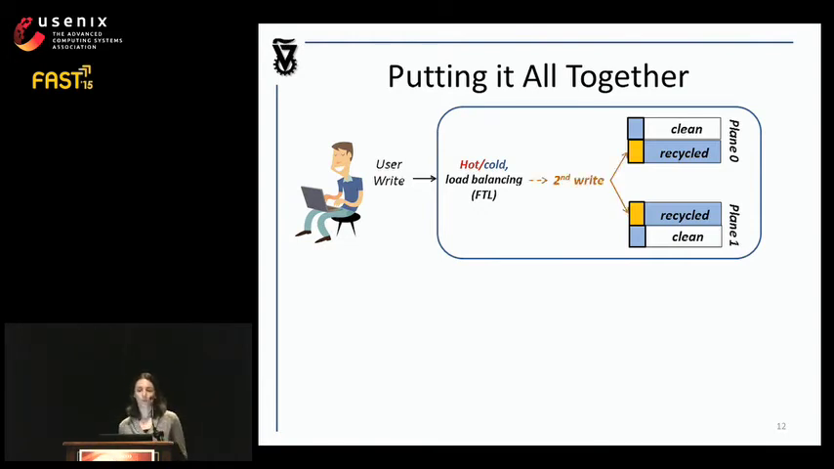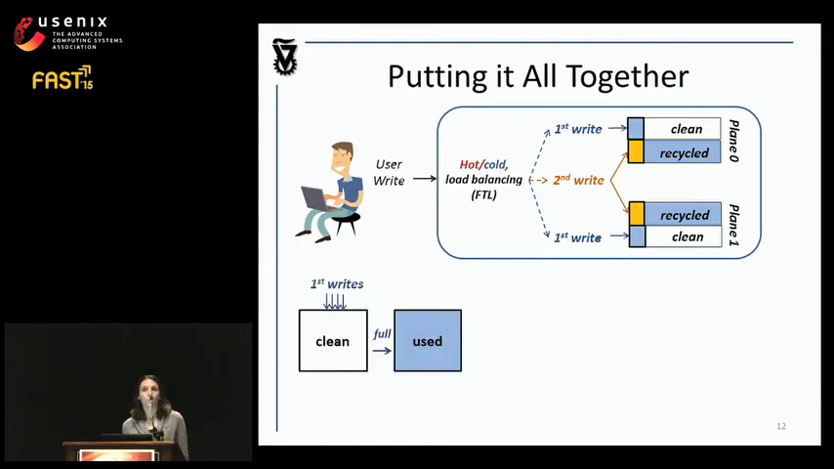So if the data belongs to a second write, then it is written in parallel to both of the recycled blocks in the two planes together. If the encoding failed for some reason, or if the data is cold, then we can write it as a first write, either to the first or to the second plane independently.